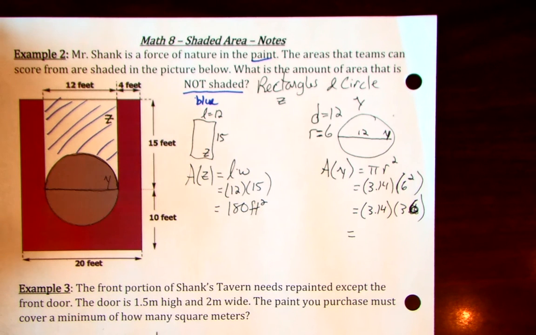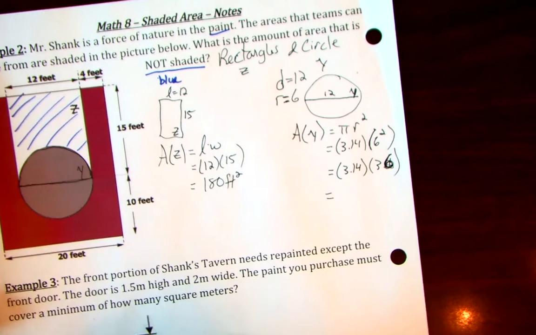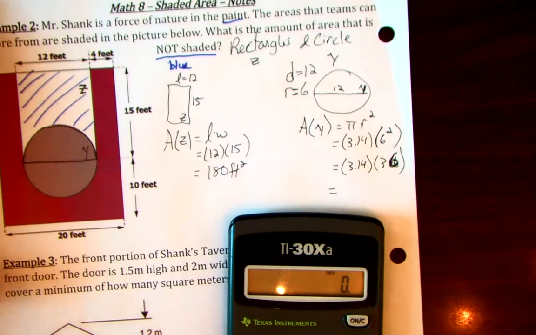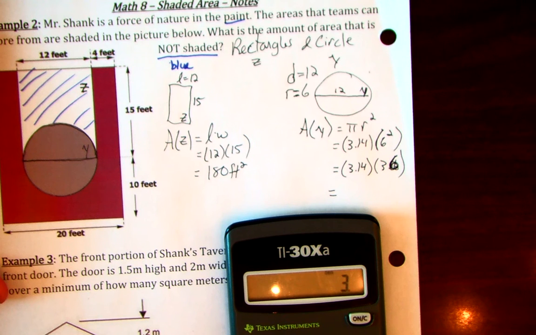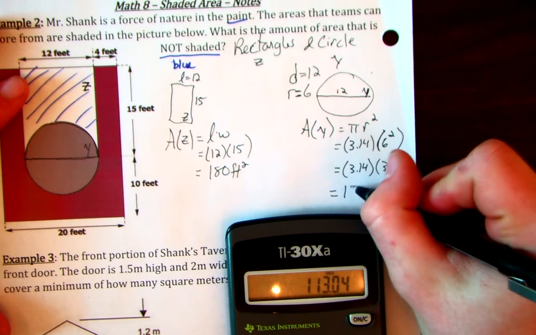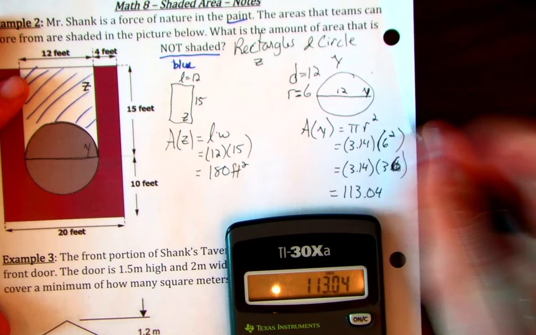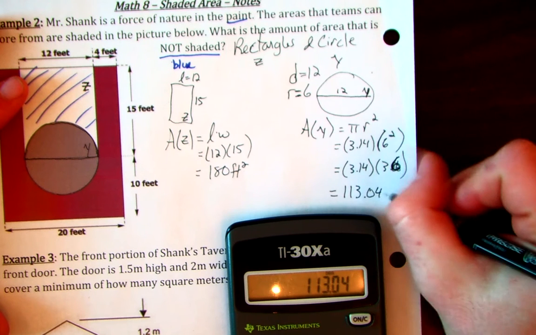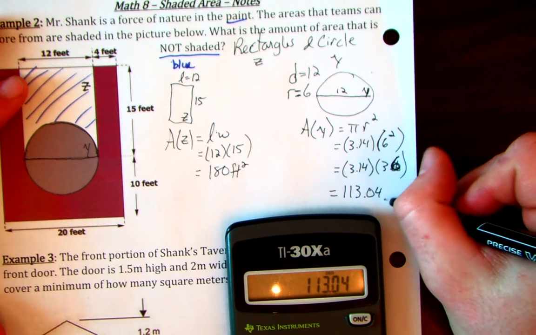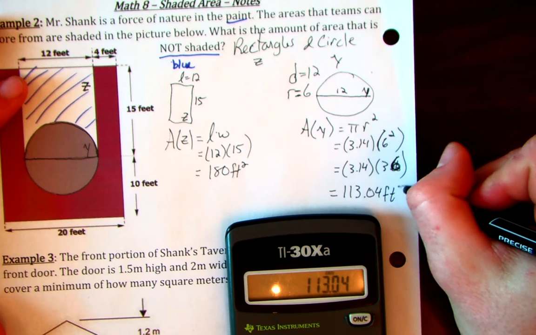Let's also make sure we calculate carefully. So let me bust out our trusty calculator. All right, let's do 3.14 times 36. That's going to be 113.04. Again, only using those first two decimal places, and make sure you label it as feet squared.